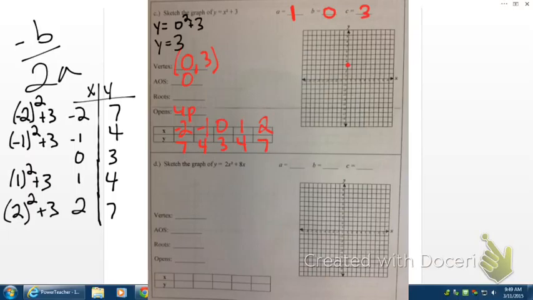I would start plotting the vertex first. Okay. Now let's go to 1, 4. Negative 1, 4. 2, then up to 7. We have to do all that to find all these Y's? And then we're going to go negative 2 up to 7. And make sure when you connect your dots, guys, make sure it's a smooth curve.